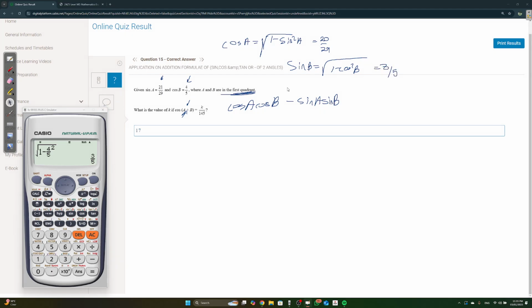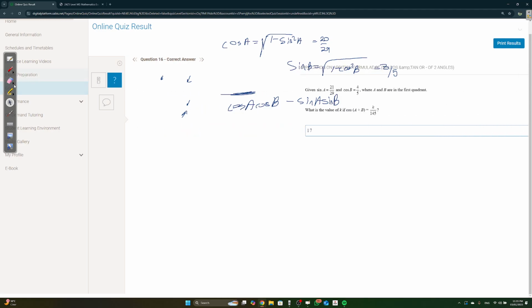Now let's plug in everything into cosine A cosine B. So it's going to be 20 over 29 times 4 over 5 minus sine A, which is 21 over 29, sine B, which is 3 over 5. 17 over 145. So K is 70.